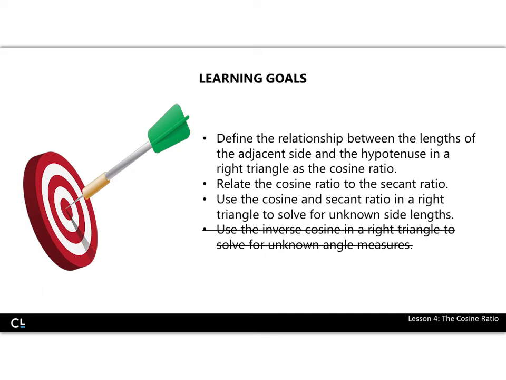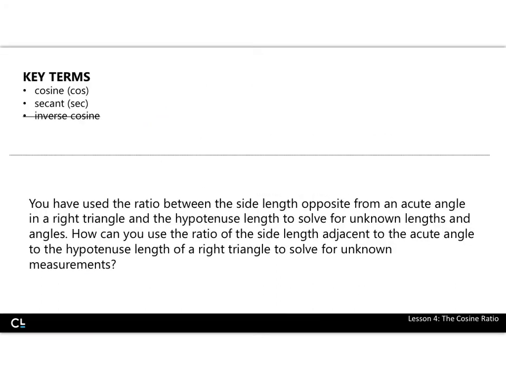So learning goals for today. Define the relationship between the lengths of the adjacent side and the hypotenuse in a right triangle as the cosine. Relate the cosine ratio to the secant. Use the cosine and secant ratio in a right triangle to solve for unknown side lengths. So very similar to what we've already done with the tangent and the sine. And then same with the others, we will not be using the inverse cosine here for finding angle measures.